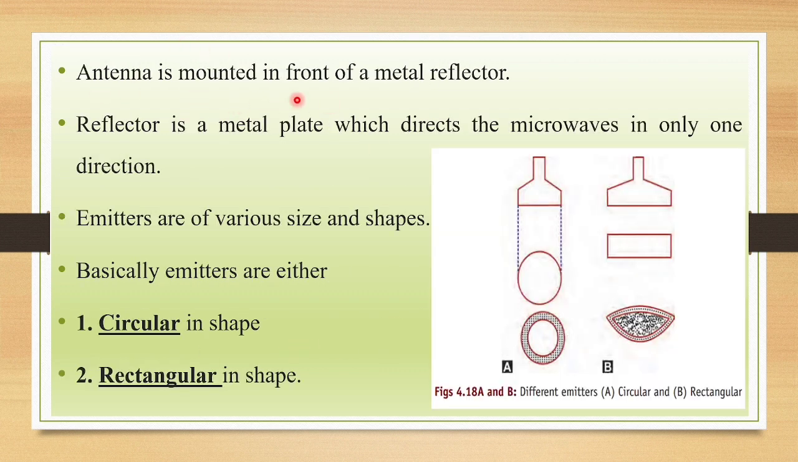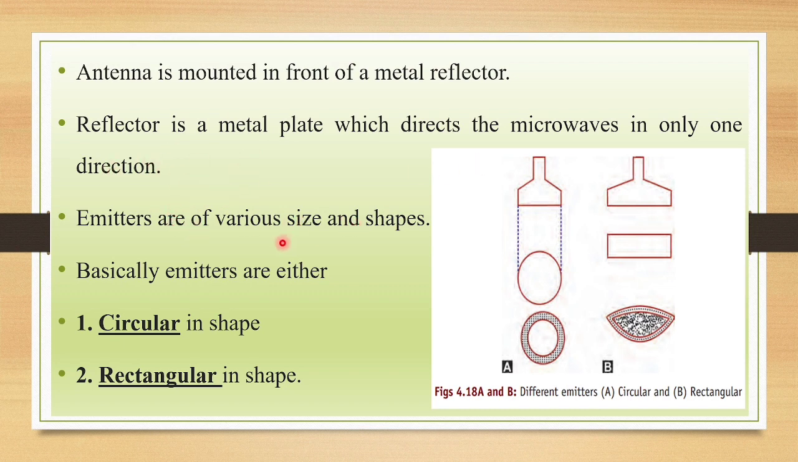The antenna is mounted in front of a metal reflector. The reflector is a metal plate which directs the microwaves in only one direction.